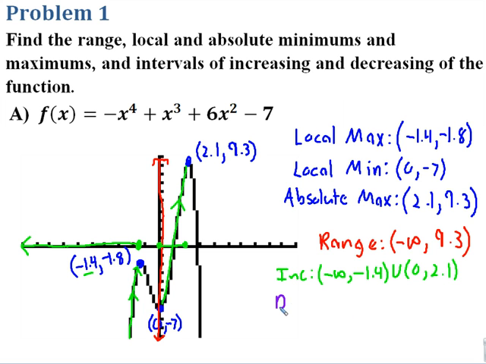Then we also want to describe the decreasing intervals. Our graph starts by increasing, then it decreases from maximum to minimum here, because it's going down from left to right. And it's decreasing from the x value of negative 1.4 till we get to x equals 0. So we'd say decreasing on the interval negative 1.4, comma, 0. And then my graph finishes on the right by decreasing. It continues down forever. For those x values, we'd say from x equals 2.1 all the way on up to infinity.